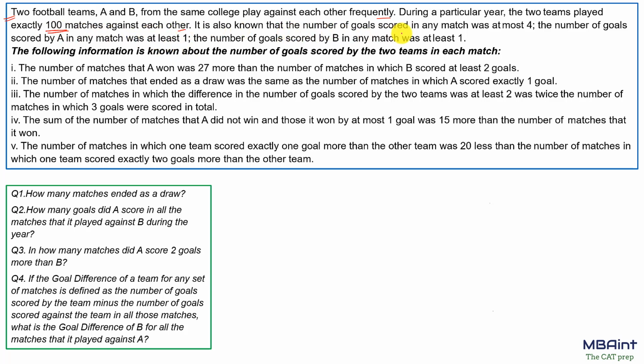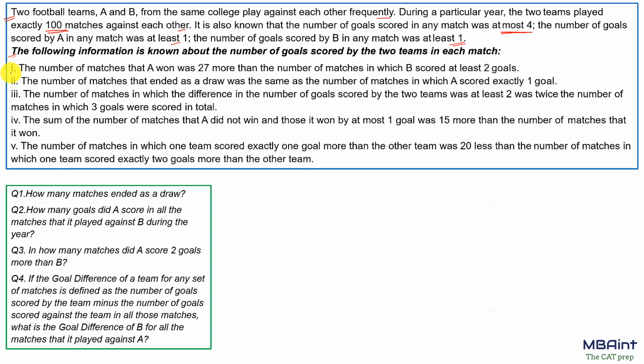It is known that the number of goals scored in any match was at most 4. So ज़्यादा से ज़्यादा 4 गोल होंगे टोटल उस मैच में. The number of goals scored by A in any match was at least 1, and the number of goals scored by B in any match was at least 1. Okay. Now, some information is given.